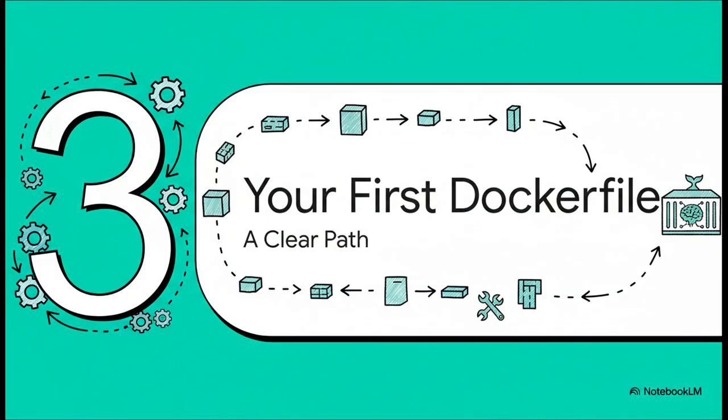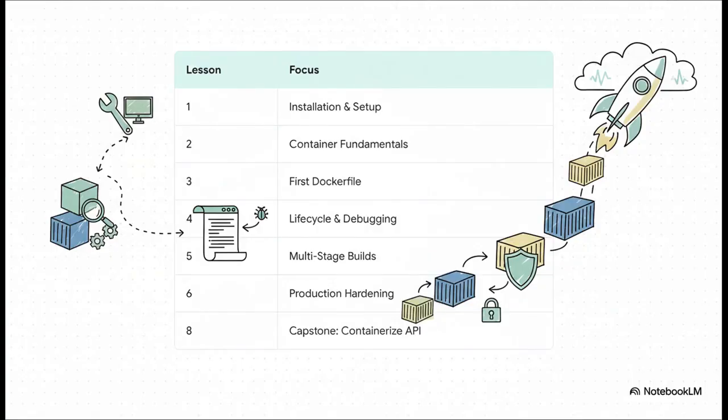Okay, so we've got the why and the what down. Now for the really fun part, the how. Let's look at the clear, step-by-step path to actually writing your first Dockerfile and spinning up that first container. Learning this stuff is a really structured process. You're not just thrown in the deep end. You start small, with the basics like installation and the fundamentals we just talked about. Then you build your very first Dockerfile and learn how to manage and debug it. From there, you start to level up with professional techniques like multi-stage builds and production hardening, all leading to a final capstone project where you containerize a real API.